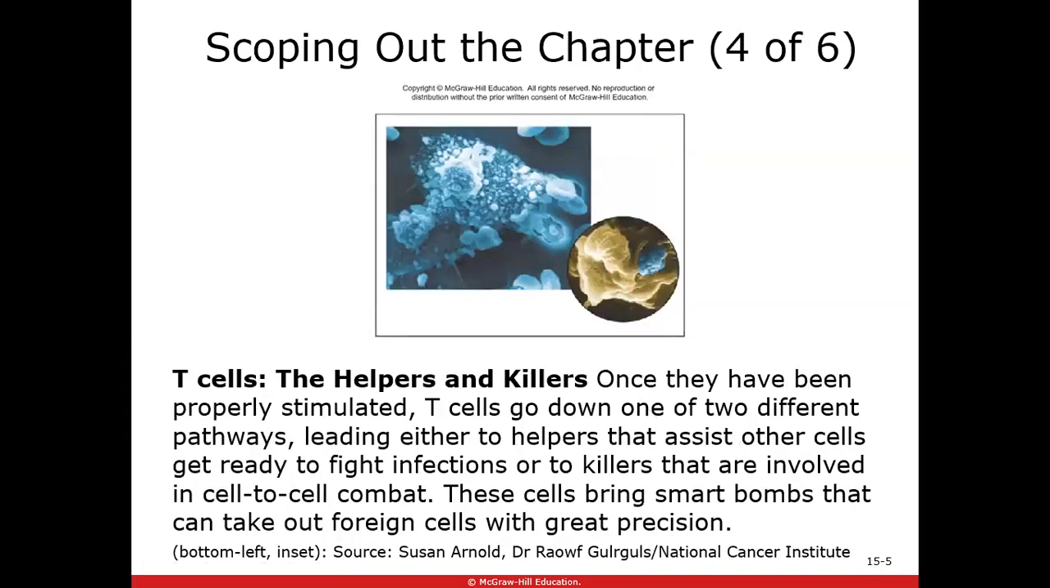Then we're going to talk about T cells. There are T helper cells and T killer cells, or cytotoxic T cells. Once they have been properly stimulated, the T cells go down one of two different pathways, leading either to helpers, T helper cells, that assist other cells get ready to fight infections, or to killers that are involved in cell to cell combat. These cells bring smart bombs that can take out foreign cells with great precision.